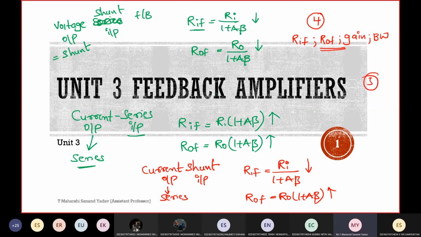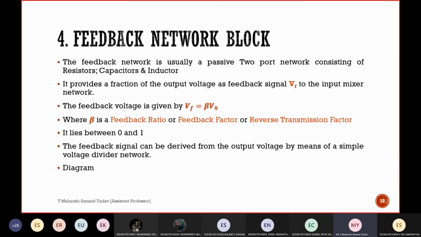Those who were not there for today's session can't understand the next class. Without knowing these mixing and sampling concepts, you can't understand the next topic.